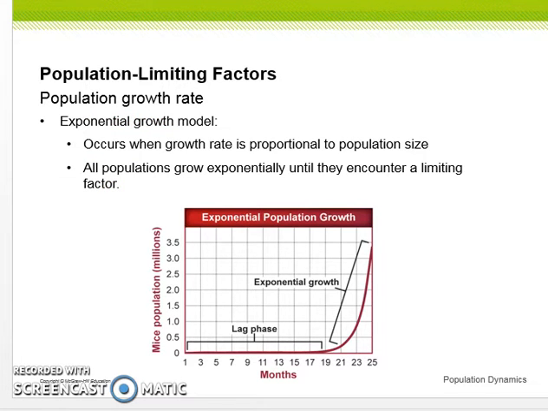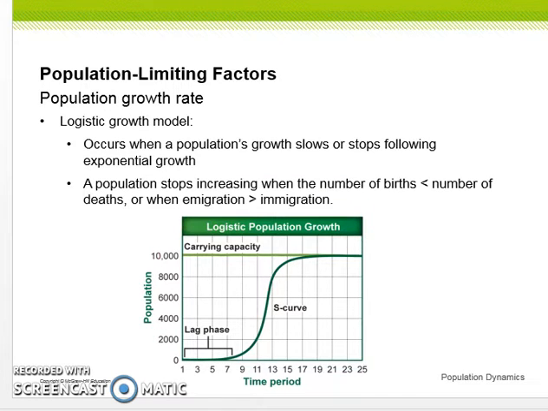Exponential growth model occurs when growth rate is proportional to population size, and all populations grow exponentially until they encounter a limiting factor. A logistic growth model occurs when a population growth slows or stops. So as you can see, it's kind of slowing here, really grew quickly, but then it just kind of stopped, okay?